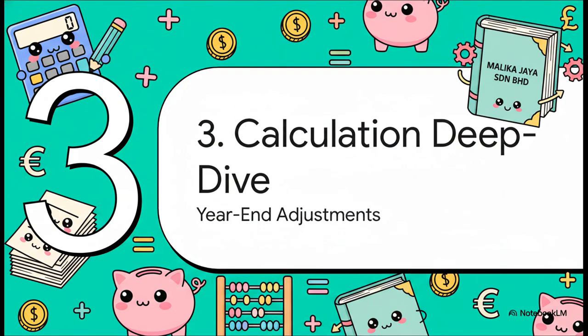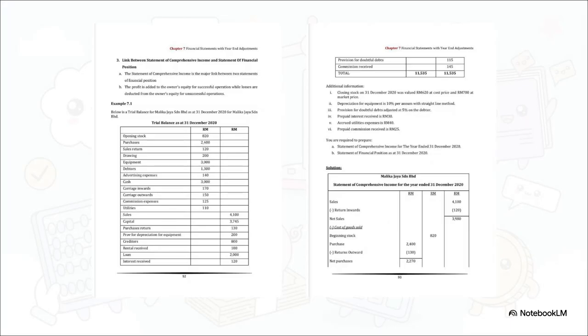All right, Section 3. This is where we get into the weeds. It's time for our calculation deep dive on year-end adjustments. So seriously, grab your calculators and maybe some scratch paper, because this is where the real fun begins. We are going to walk through the detailed calculations for Malika Jaya as of December 31st, 2020. Now, at first glance, their raw trial balance looks totally fine and complete, right? But wait, look closely at that extra list of additional information tagged on at the bottom. Those 6 little notes, those are the adjustments we absolutely must calculate before we finalize a single thing. If we ignore them, our profit is going to be completely wrong. So let's break them down detail by detail.